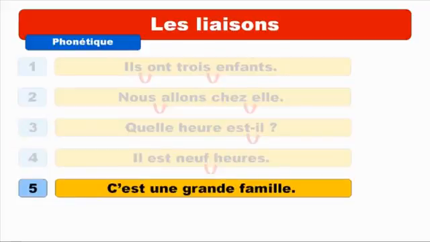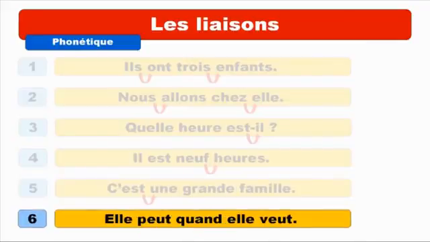"C'est une grande famille." Okay. So let's see how it goes now. You can see this liaison between "c'est" and "une." The liaison would sound like a T, so you would get "c'est une, c'est une." And so the whole sentence, "c'est une grande famille." Repeat. "C'est une grande famille."